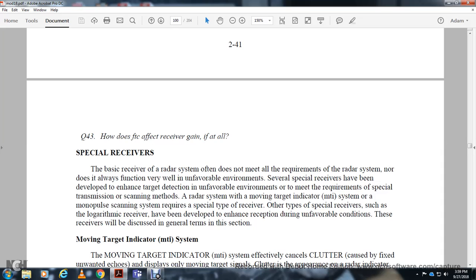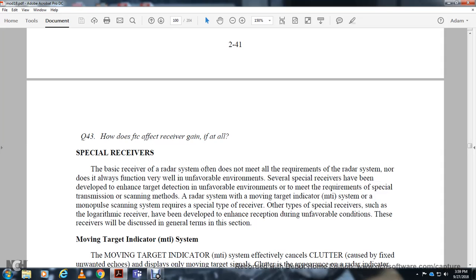Special receivers. The basic receiver of the radar system often does not meet all the requirements of the radar system, nor does it always function very well in a uniform environment. Special receivers have been developed that enhance target detection in an unfavorable environment to meet the requirements of special transmission and scanning methods.